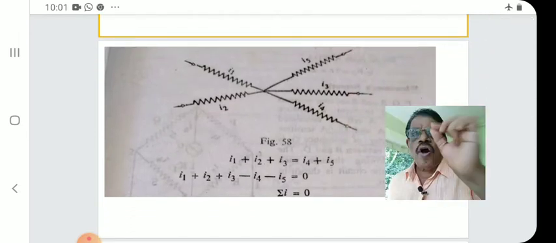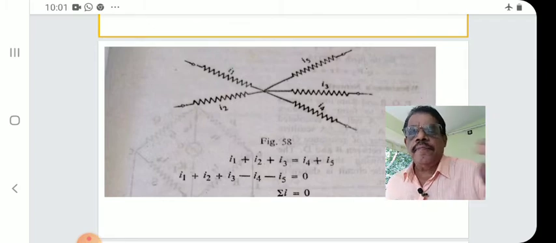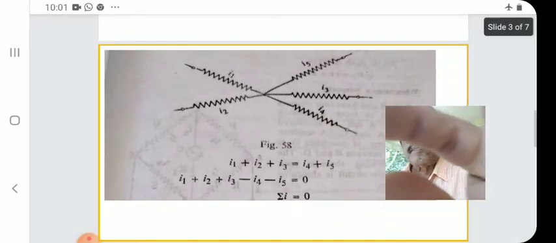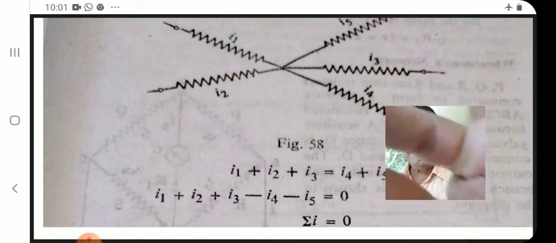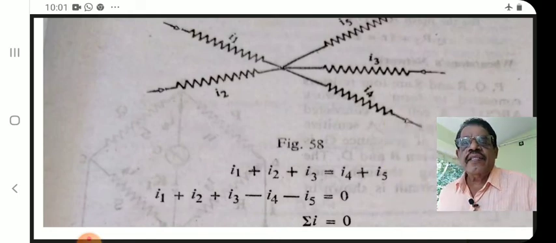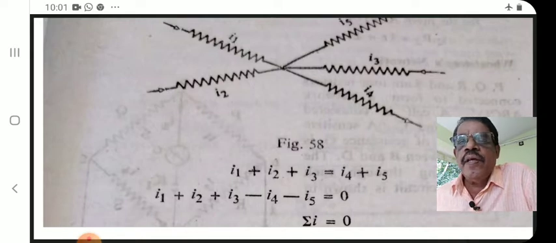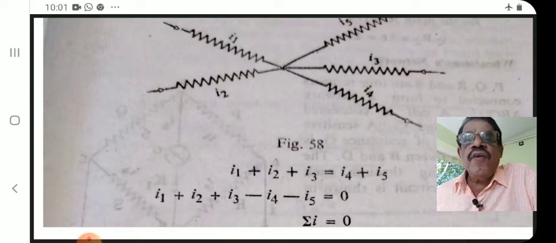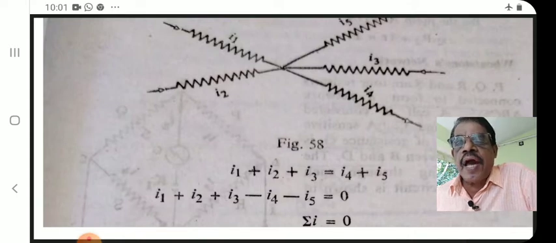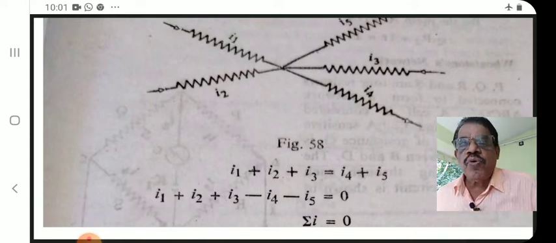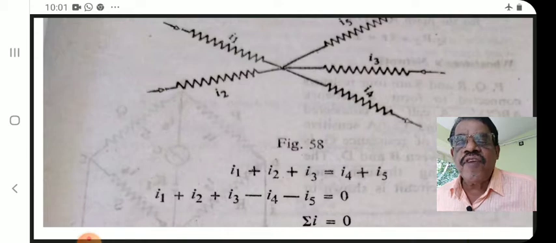An illustration of this law is given in this figure. In this figure, 5 conductors are meeting at a junction. The currents through the conductors are marked as I1, I2, I3, I4 and I5. Note the arrows. The currents coming to the junction are I1, I2 and I3, and the currents going from the junction are I4 and I5.